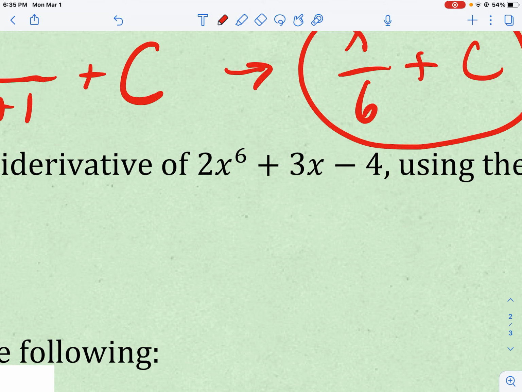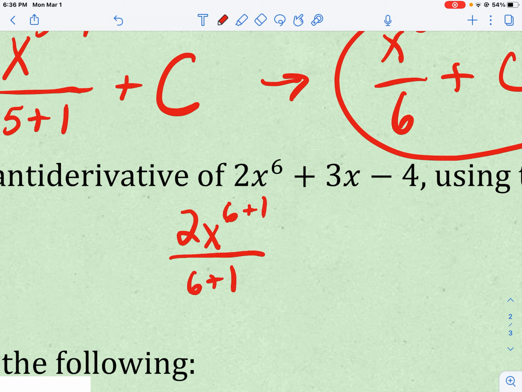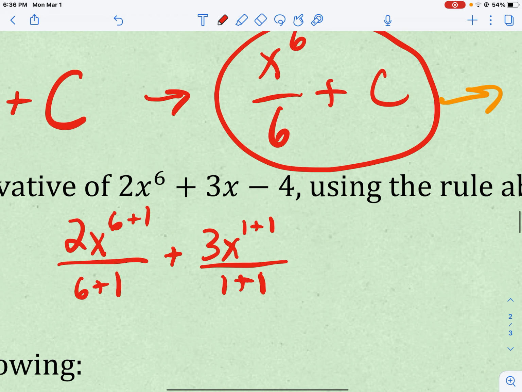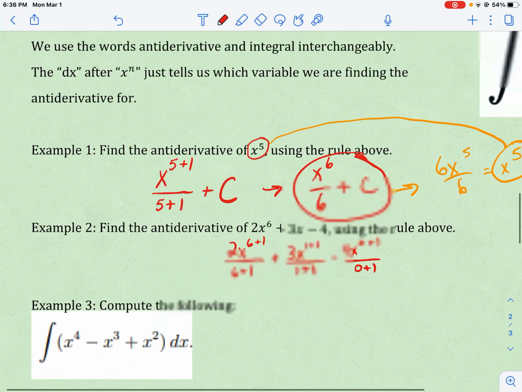So again, now we have 2x to the 6th, so we're going to apply the rule. 2x to the 6th, we're going to add 1. We're going to divide by 6 plus 1, plus 3x to the 1. That's really a 1 there. We're going to add 1 and divide by 1 plus 1, minus 4. So this is really minus 4x to the 0, plus 1 over 0 plus 1, because any constant is literally just the constant times x to the 0 power.